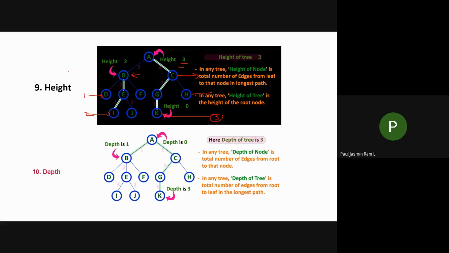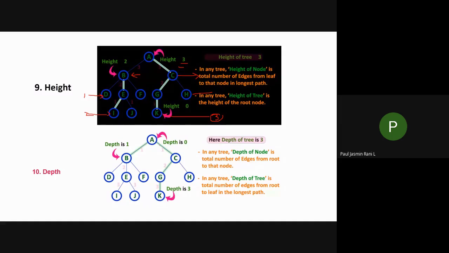And if I want to calculate the depth, it is the opposite of your height. Always remember this: the depth of your root node will be 0. In your height calculation, the height of your leaf node is marked as 0, isn't it? But in the case of depth, the depth of your root node should be marked as 0.